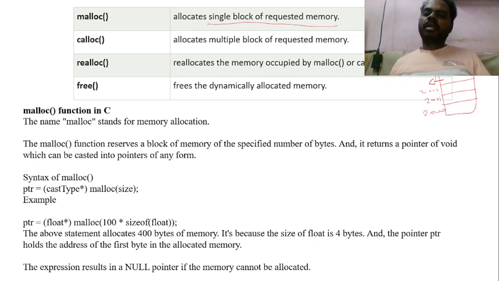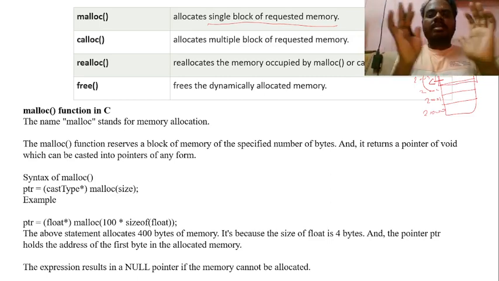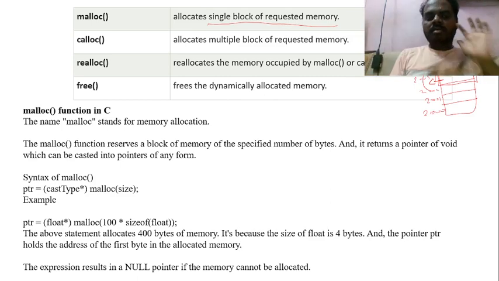For example, I'm going to allocate memory from 2003 to 2004. It will allocate like this. If you allocate from 2002 to 2004, it is a single block of memory. You can see this in the practical example right now.